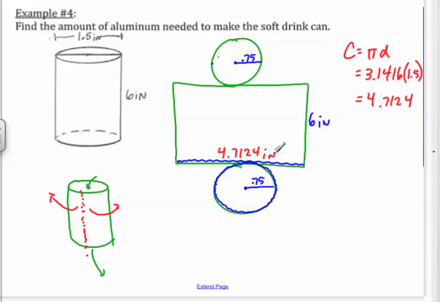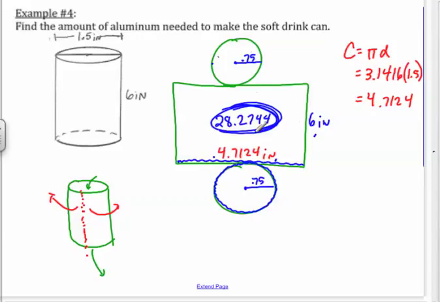Now I'm going to go ahead, since I have that in my calculator, and find the area of the rectangle, which is just base times height. So 4.7124 times 6 is equal to 28.2744. That is the area of the rectangle.